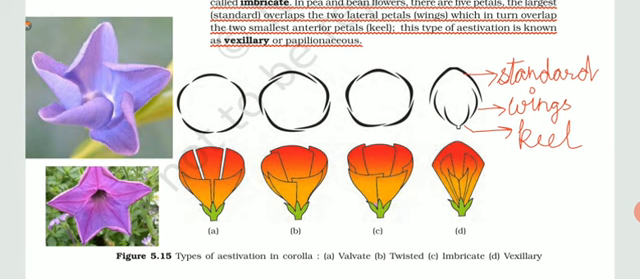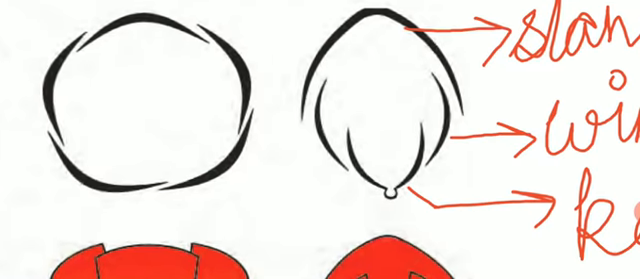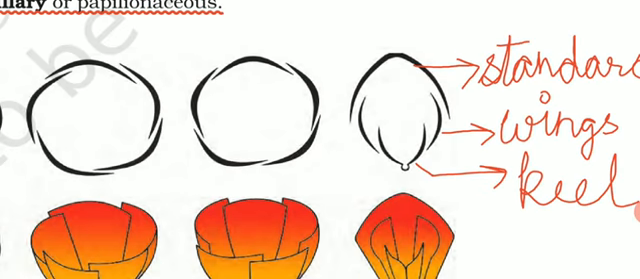The other two are a little bit smaller than the standard and are called wings, and they are overlapped by the standard. The last two are fused with each other. You can see a U-shaped structure connecting the two very small petals. These two small petals are called the keel, and they are joined with each other.